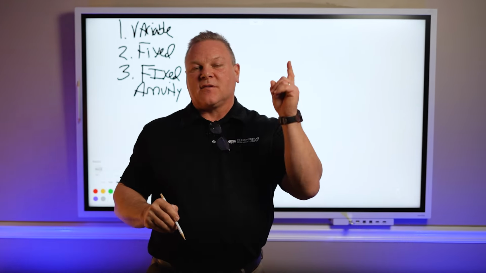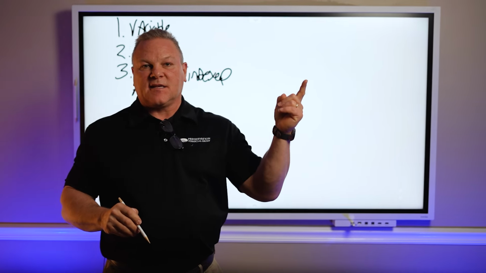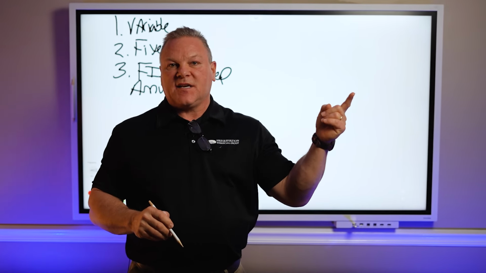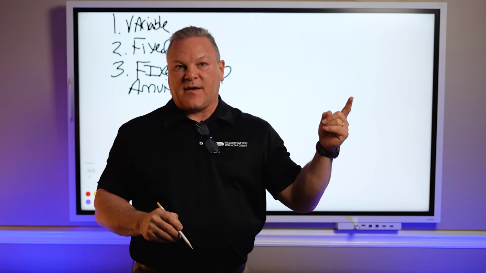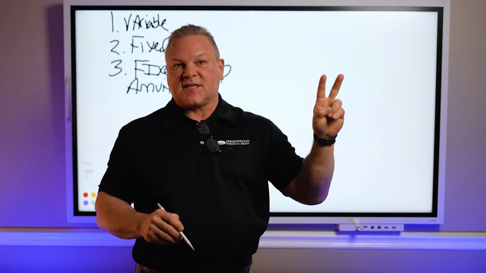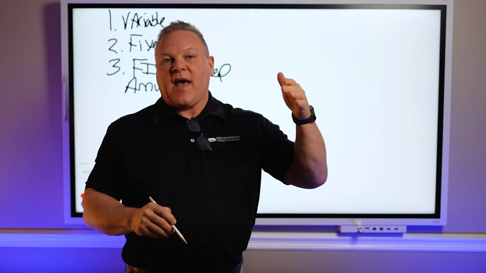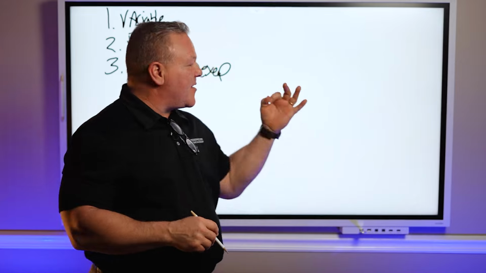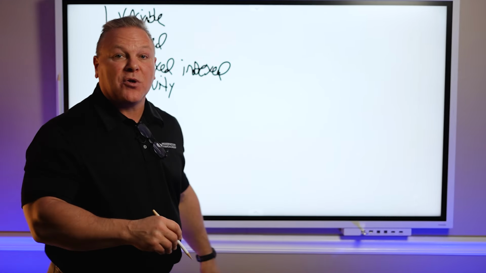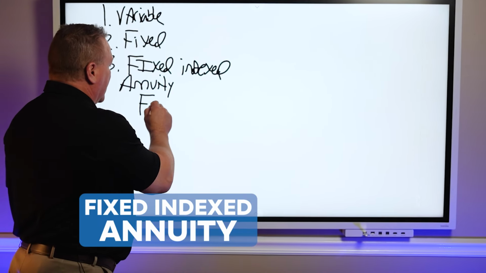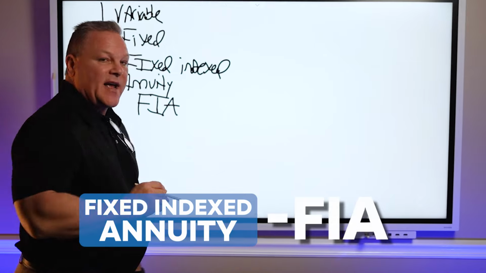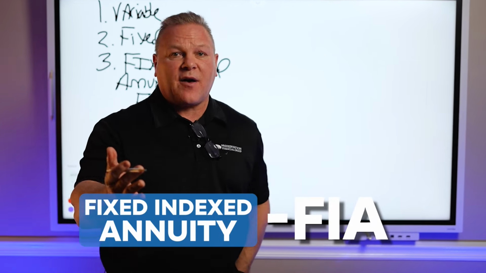So we've talked about the variable annuity, and it is in the stock market, so there is risk and there is significant fees in most of them. Number two, we've looked at a fixed annuity that's just paying a fixed interest rate. And then the third type we're covering is called a fixed indexed annuity, or we're just going to call it an FIA for short. And let me show you how that works.